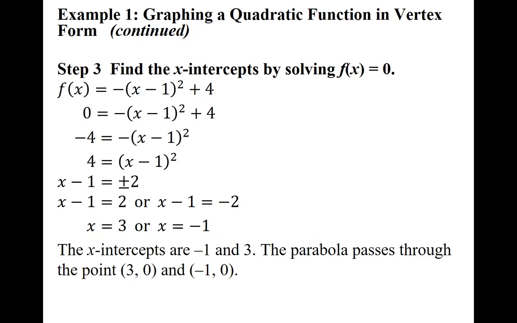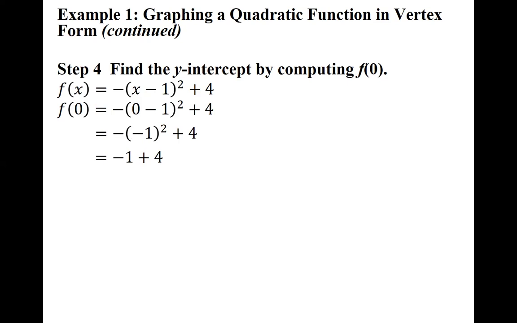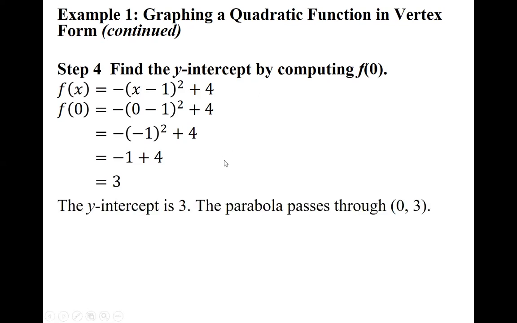So far we have 3 points, the vertex and the x-intercepts. Let's find the y-intercept by plugging 0 in for x. 0 minus 1 is negative 1. Negative 1 squared is positive 1, but the opposite of positive 1 is negative 1. And then negative 1 plus 4 is positive 3. So the point (0, 3), the y-intercept of 3, is a point the parabola will pass through.